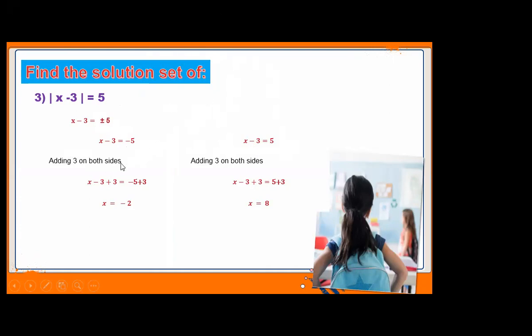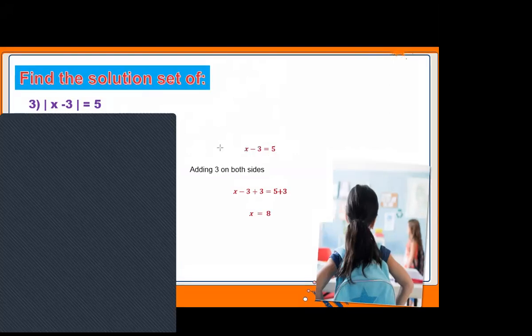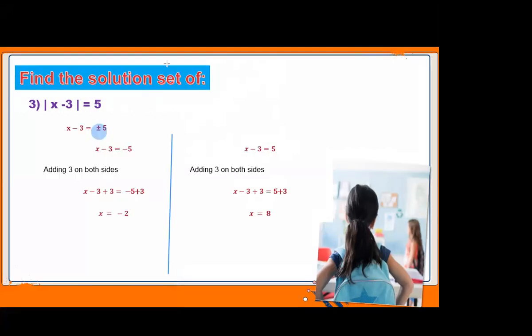So by adding 3 on both sides, on the left hand side you can see that x minus 3 is there. By adding 3 on both sides, what will we get? This minus 3 and plus 3 is going to be cancelled. Minus 5 plus 3, the negative number is greater, so we get the minus sign. 5 minus 3 is 2. So minus 5 plus 3, we get minus 2.